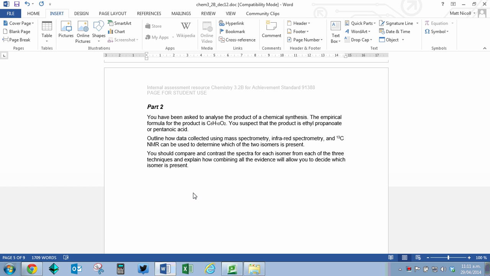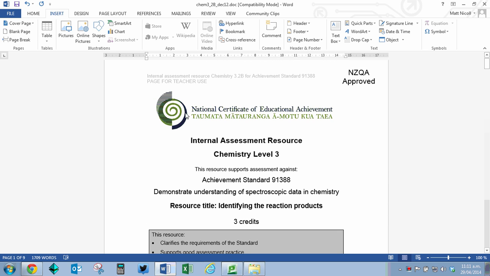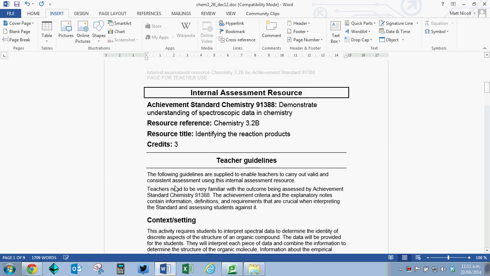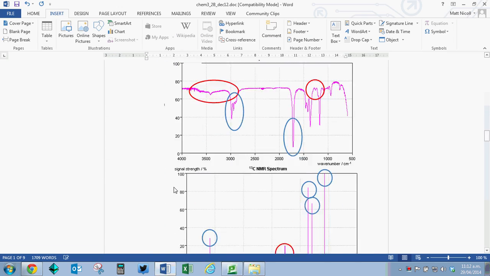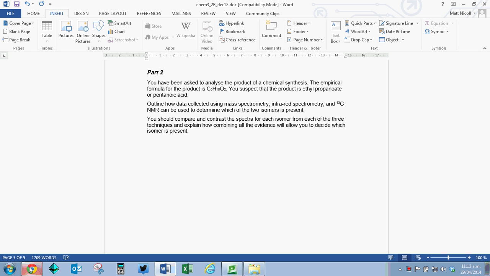In this video, I'm going to talk through how I would answer part 2 of this achievement standard, which has been made available by NZQA on this website here. So I'm looking at 3.2b. This is a theory task, so having read it, I've also looked at the two chemicals I'm going to have to tell apart and explain how I'd use spectra to do that.